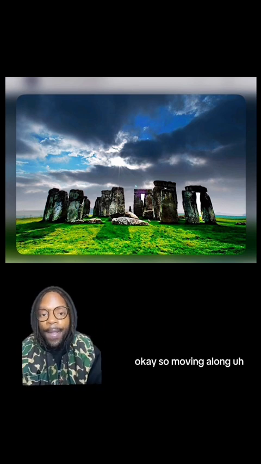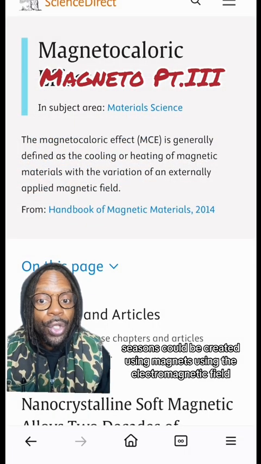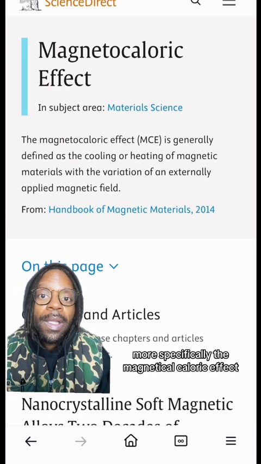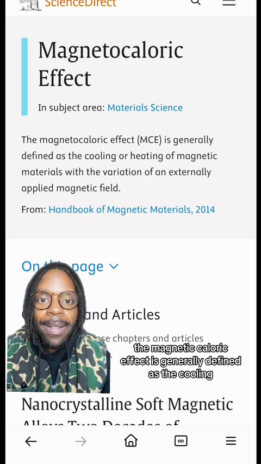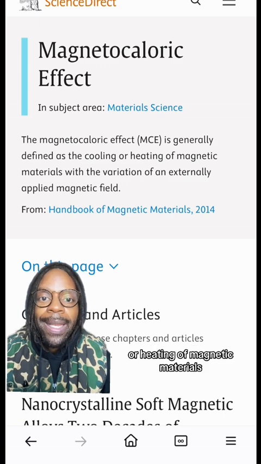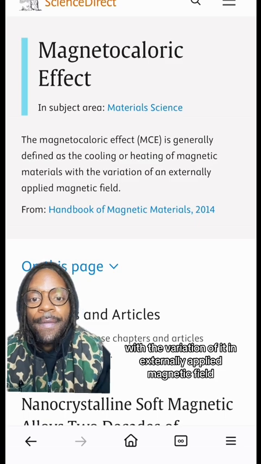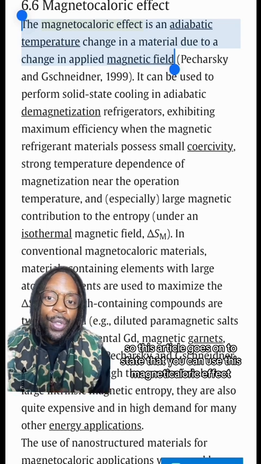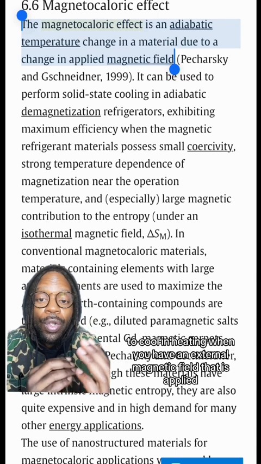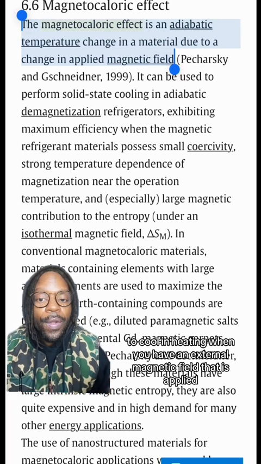Okay, so moving along, I briefly just want to touch on this. Seasons could be created using magnets, using the electromagnetic field, more specifically the magnetocaloric effect. The magnetocaloric effect is generally defined as the cooling or heating of magnetic materials with the variation of an externally applied magnetic field. So this article goes on to state that you can use this magnetocaloric effect to cool and heat things when you have an external magnetic field that is applied.